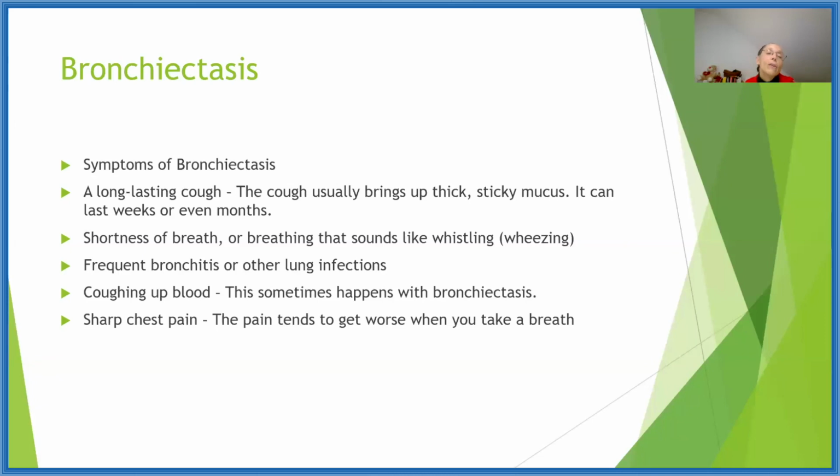So what are the symptoms of bronchiectasis? As I mentioned earlier, a chronic cough. One can also have associated shortness of breath. Some individuals will present with frequent bronchitis and other lung infections. Individuals may present with coughing blood, and that actually is quite a common symptom in patients who have bronchiectasis.